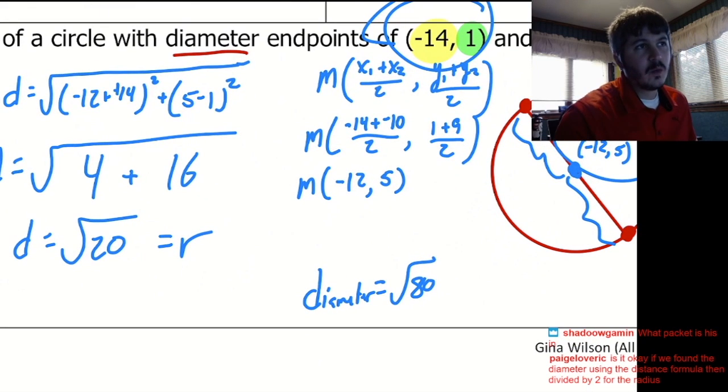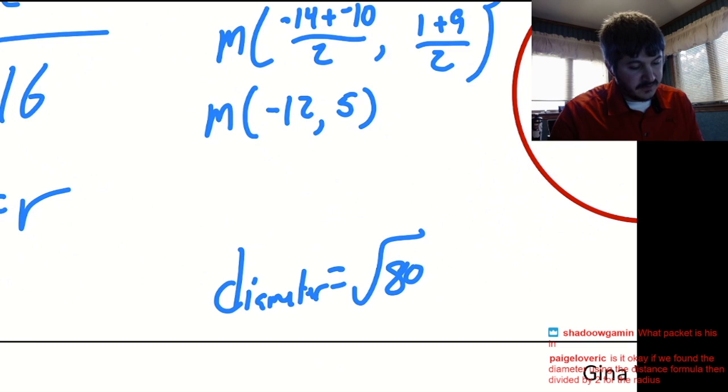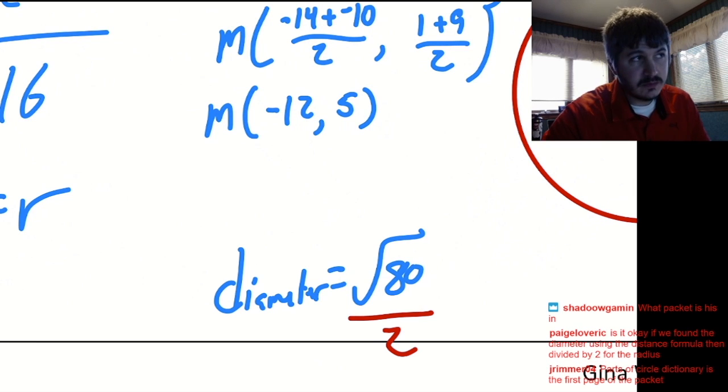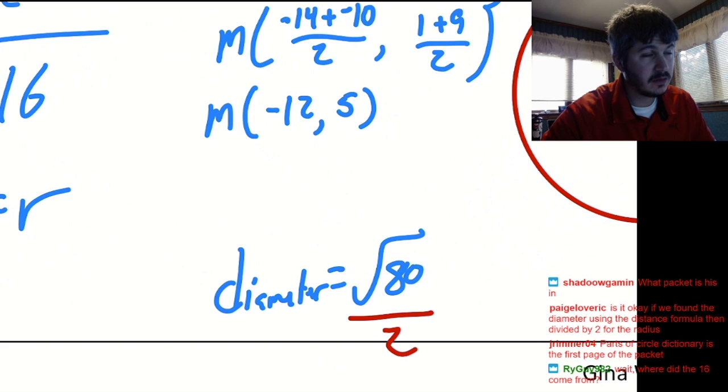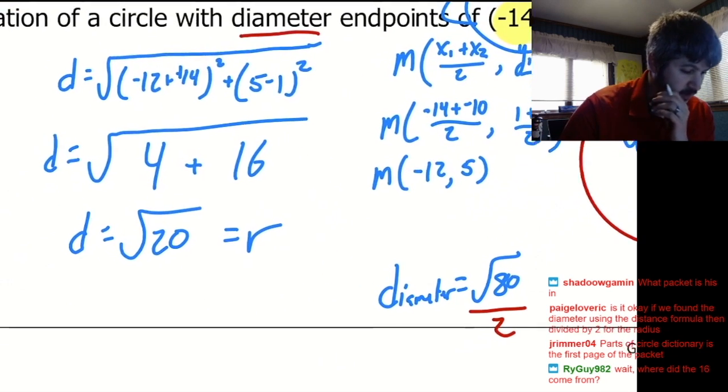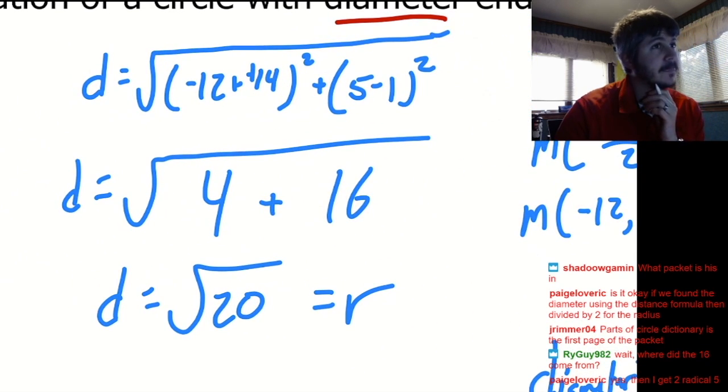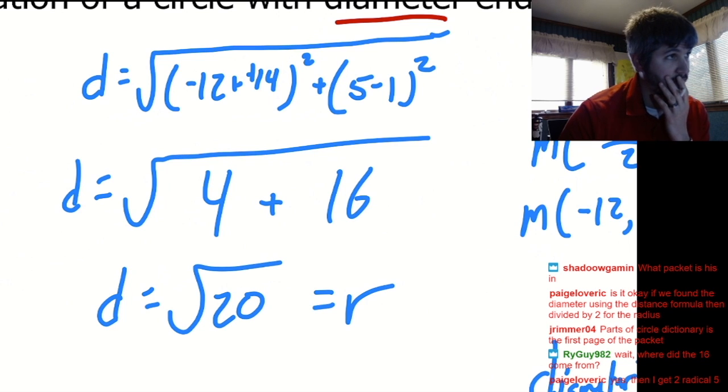Just be careful when you're finding the diameter and you divide it by 2. If you divide this by 2, it is not the square root of 40. Just be careful. Wait, where did the 16 come from? Then you got 2 radical 5. Is 2 radical 5? Yes, 2 radical 5 would be correct. That's good.